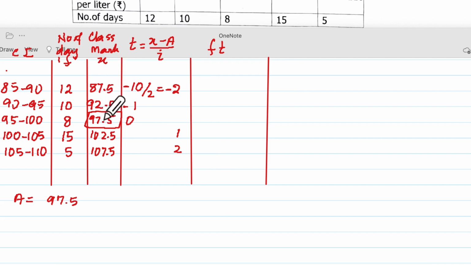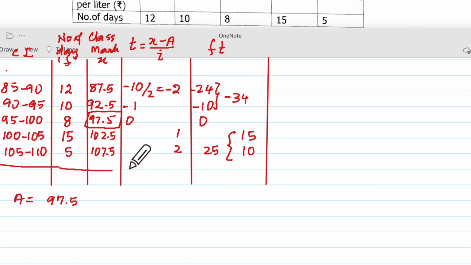Now you have to take the frequency column. Don't multiply this column, okay? You have to take ft. So 12 into 2, minus 24. This will be minus 10. This will be 0. This will be 15. This will be 10. Did you see what I'm doing? The negatives I'm writing separately and positives I'm writing separately. You're with me so far? Yes, ma'am.